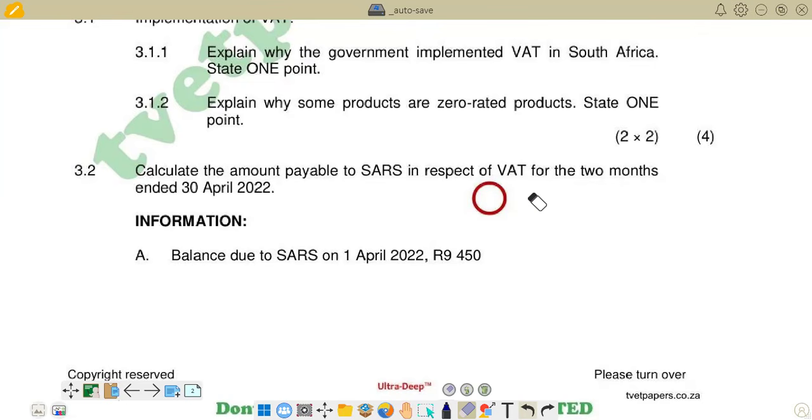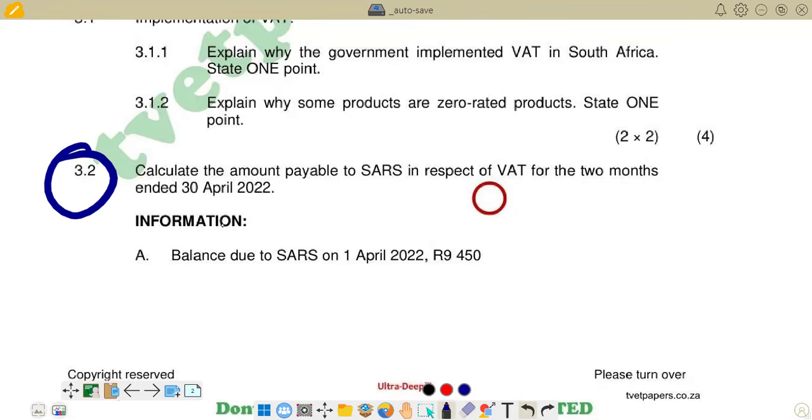In this video, we're going to look at a question from November 2023. There's question 3 on that question paper, and this is a calculation of VAT, VAT being value added tax. The question we want to look at is 3.2. So we are specifically going to look at 3.2, and it reads: calculate the amount payable to SARS in respect of VAT for the 2 months ended 30 April 2022.